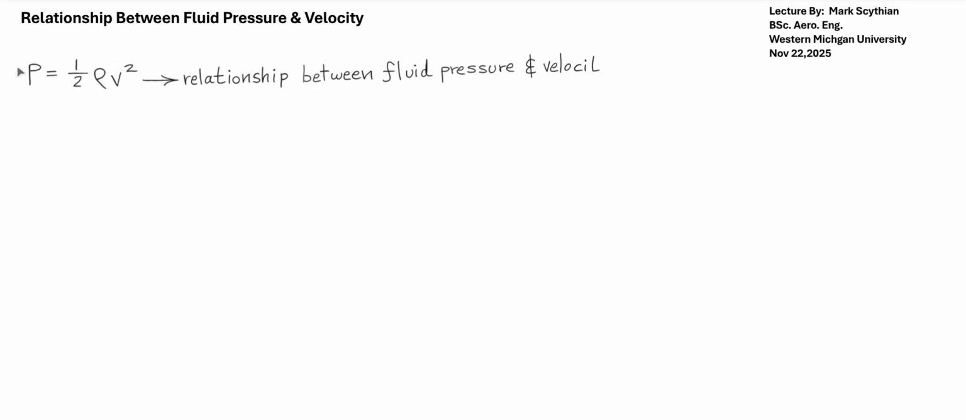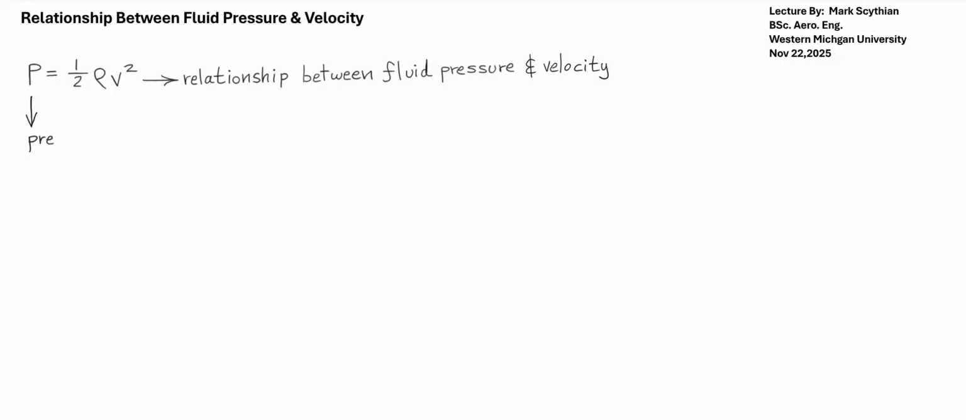So in this lecture, we're going to cover the relationship between fluid pressure and velocity, essentially Bernoulli's principle. As pressure increases, velocity will decrease and vice versa, for liquids and gases flowing through channels, ducts, and containers. We can describe the relationship between fluid pressure and velocity by using this equation here. Pressure is equal to 1/2 fluid density rho times the fluid velocity squared.